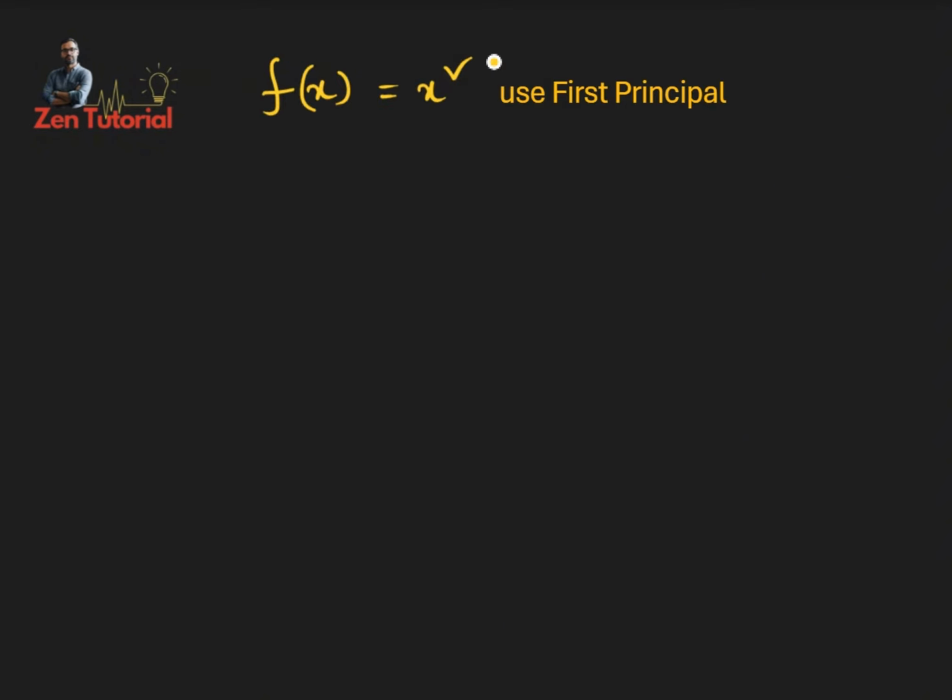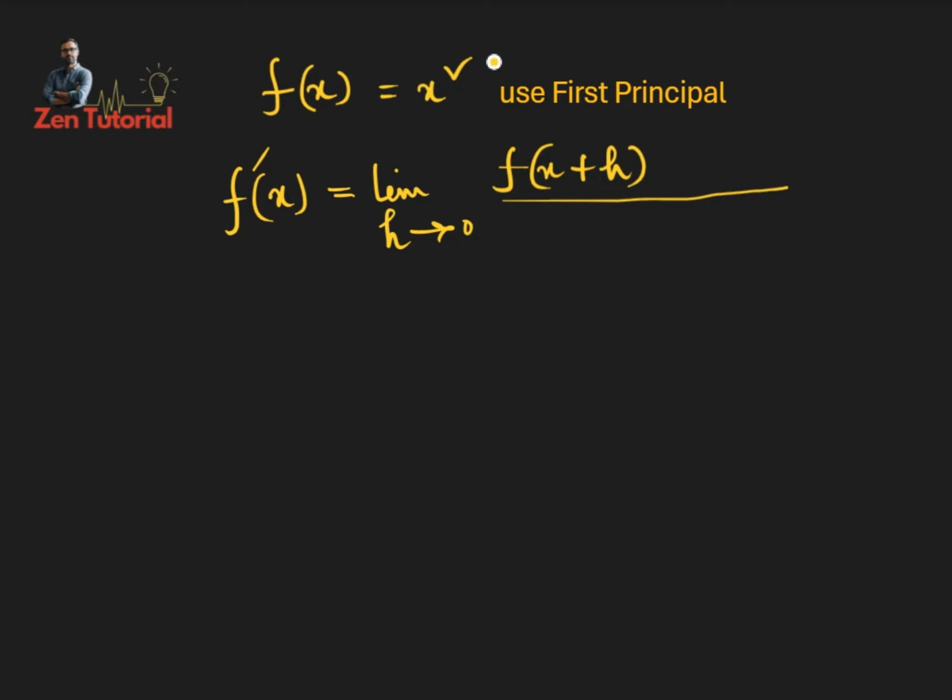So another problem: if the function f of x is equal to x square, and this time of course we are going to use the first principle for the differentiation. Indeed, by using the first principle, we could write down the definition of first principle. F dash of x is equal to limit h tends to 0. The numerator will be f of x plus h minus f of x over h.